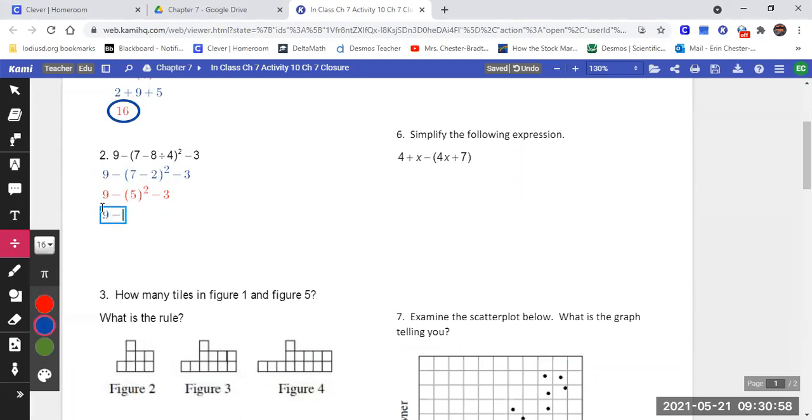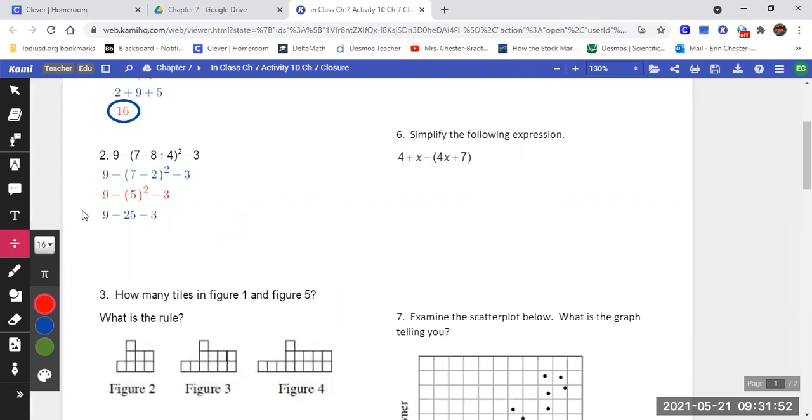The 9 minus is still there. Solve the exponent, what do we get? So 9 minus 25 minus 3. Okay. So now we're going to do our next piece. Adding or subtracting, like we read it. Do we have adding or do we have subtracting? Do we have adding or subtract?